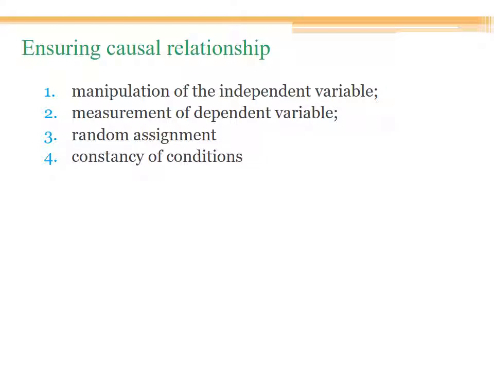Our first 2 steps, manipulating the independent variable and measuring the dependent variable, provide us with information on the association between the 2 variables and the direction of influence. But how can we ensure that the relationship is not spurious, that there isn't another variable influencing why a participant would withhold information? The last 2 steps help address this issue: random assignment and constancy of conditions.